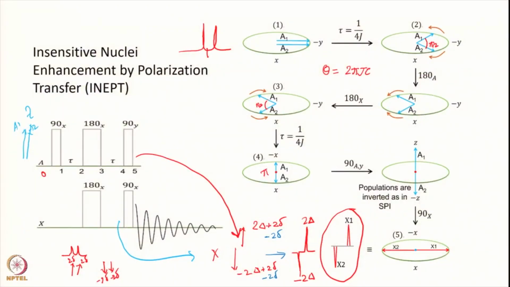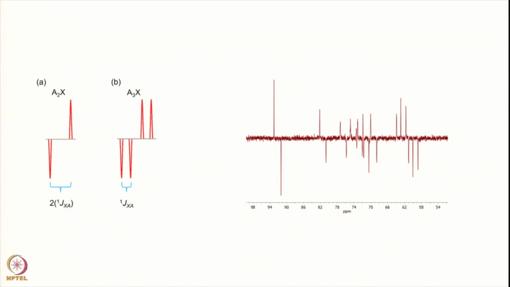What was small delta earlier is now capital delta, right. So therefore in the AX case the enhancement is by factor capital delta by small delta, and these are dependent on the populations or the sensitivity. Therefore this will be proportional to gamma A by gamma X. Okay. So this is the kind of enhancement you will get for a simple 2 spin AX system.